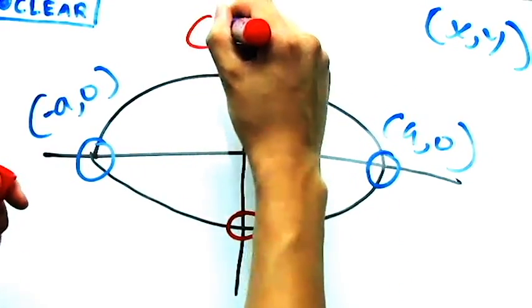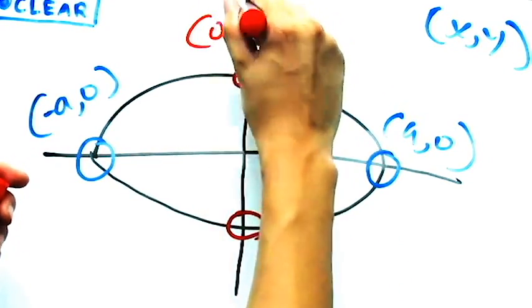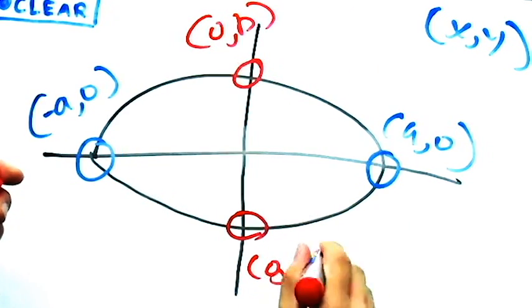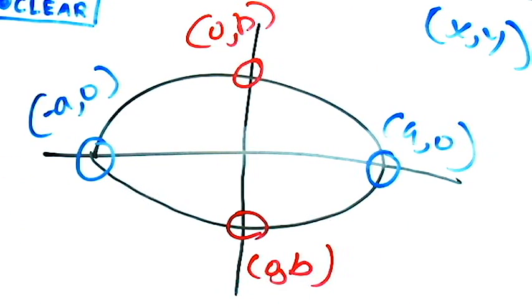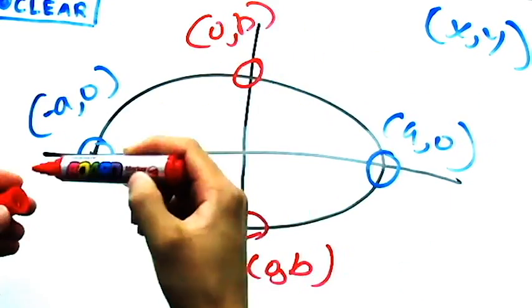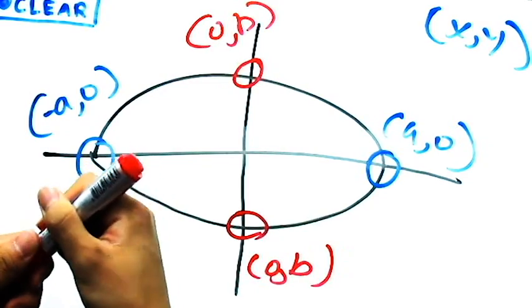Next we have the covertices, which are on the y-axis, which means that you do 0 comma b and 0 comma negative b. Remember that it's on the y-axis, so you have to put it in the y spot, because of the x comma y equation.